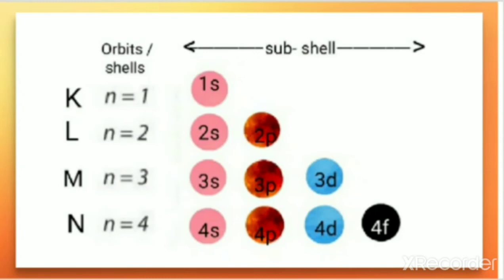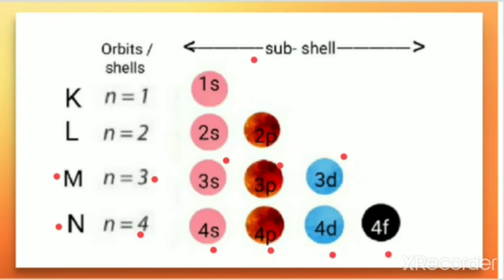The third shell is represented by M, where the principal quantum number is equal to 3. There are 3 possible subshells, that are 3s, 3p, 3d. In the fourth shell, that is n equal to 4, there are 4 subshells, that is 4s, 4p, 4d, 4f.